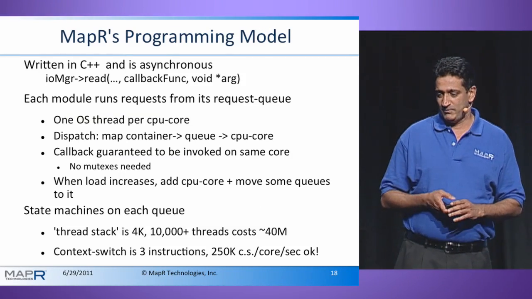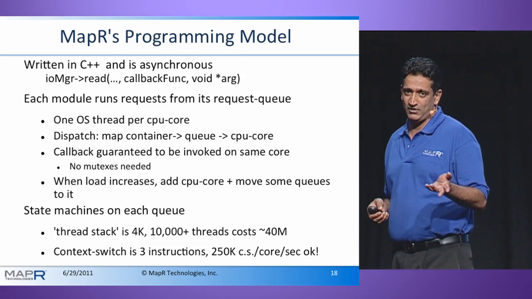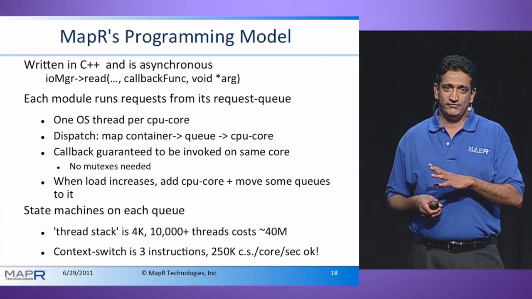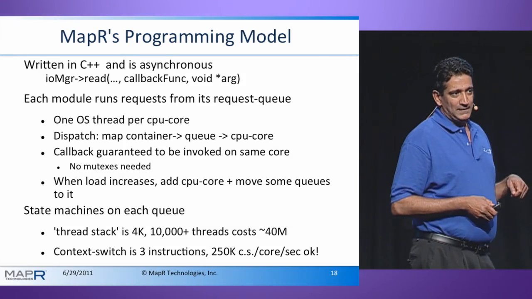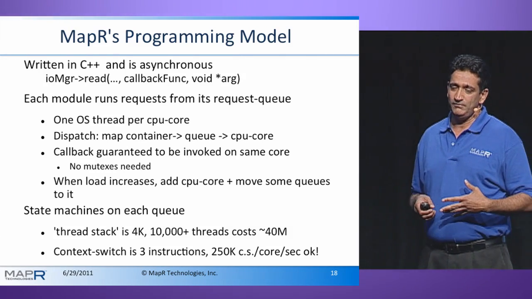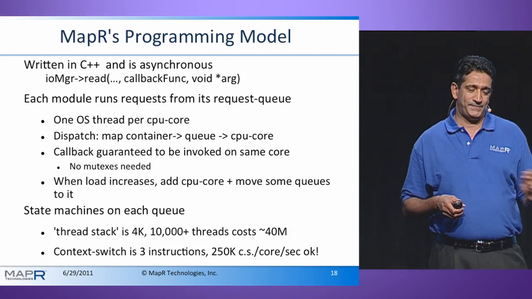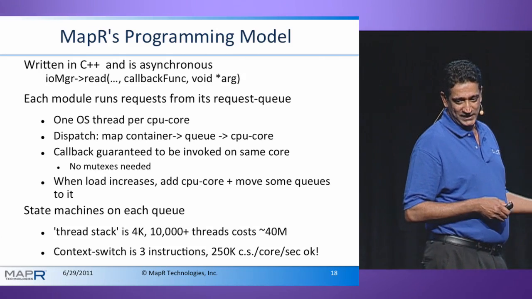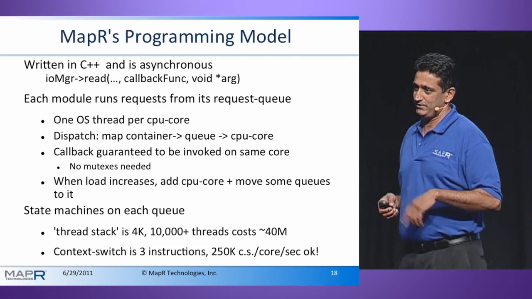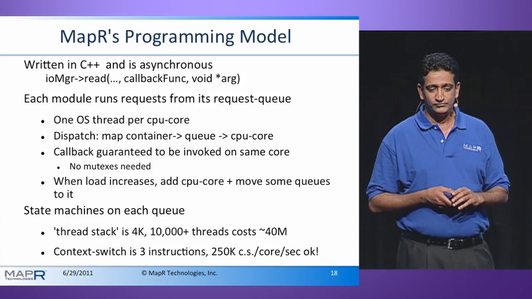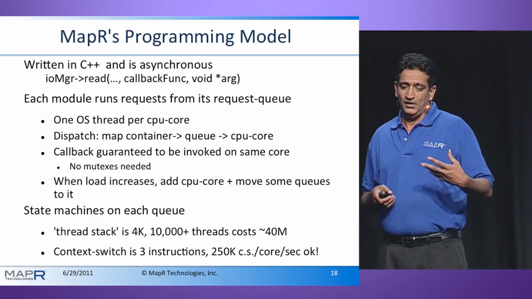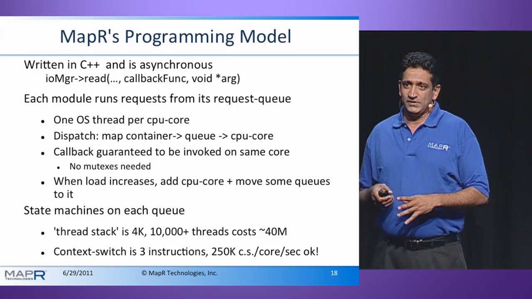And we built an asynchronous programming model. So for example, a call like IO manager read provides a callback function and a void star arg, and the callback is invoked when the read completes. And the model is that we have one OS thread per CPU core, and the dispatcher just maps the container ID to a queue ID, and the queue ID is mapped to a CPU core. And the callback is guaranteed to be invoked on the same core. So you send requests to a queue, and it replies back on the same queue. So no mutexes are necessary, because we guarantee in the framework that you're running on the same core. When load increases, we can add more cores and move some queues to it.